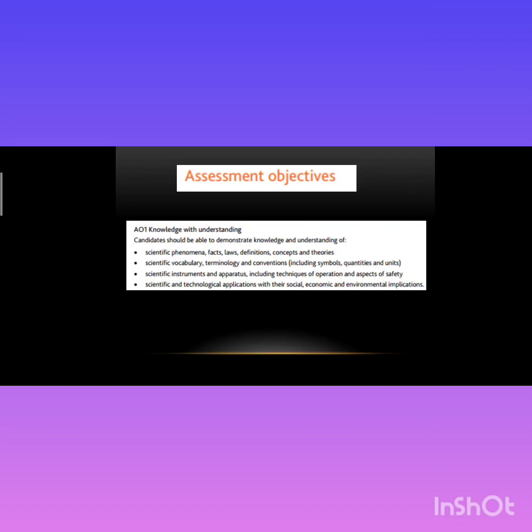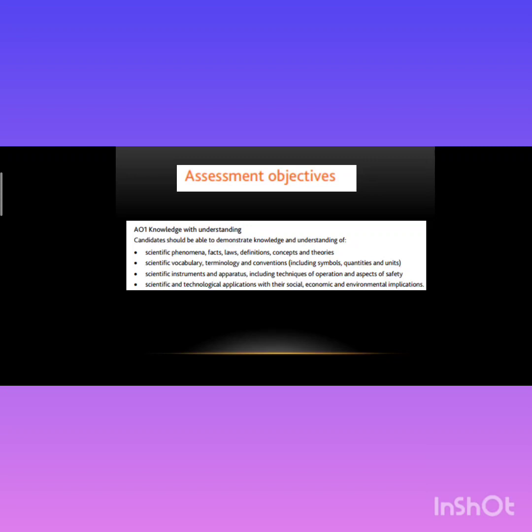The first is assessment objective 1, that is knowledge with understanding. This assessment objective will assess the knowledge part of your learning journey. You have to answer about scientific phenomena, like definitions could be asked. They are rarely asked, however, but they can ask you by twisting the questions. Facts, laws, definitions, concepts and theories could be asked, but again they will not ask you directly. They will always ask you in an indirect manner.